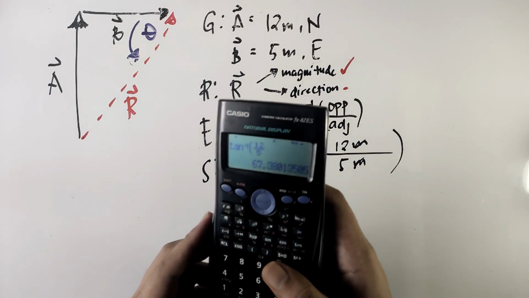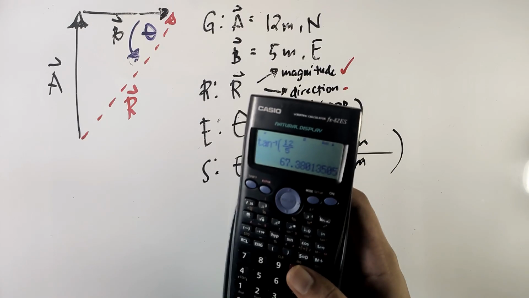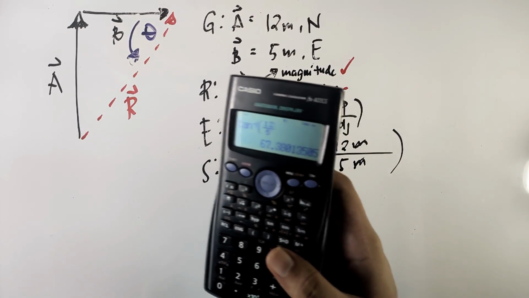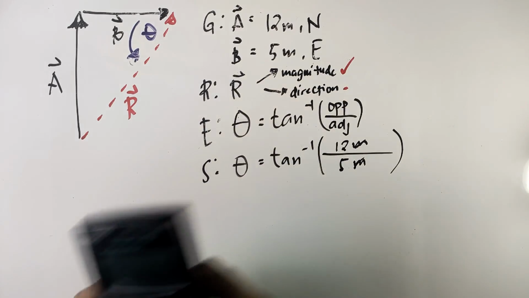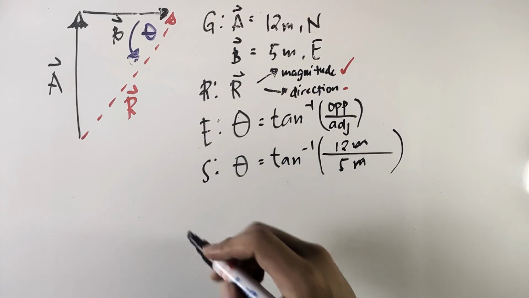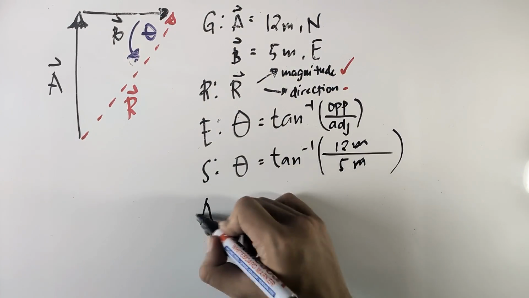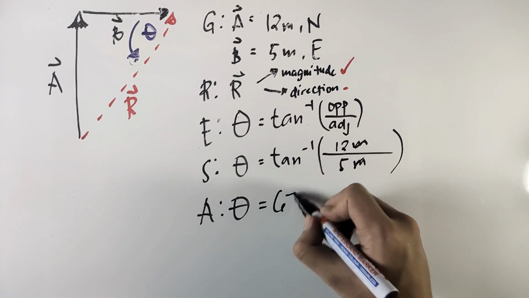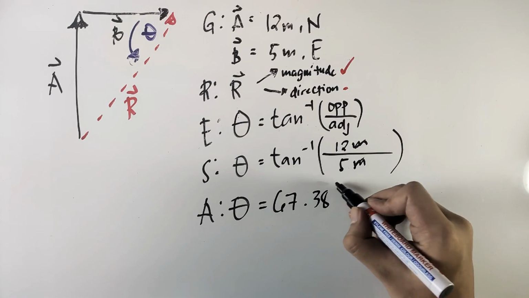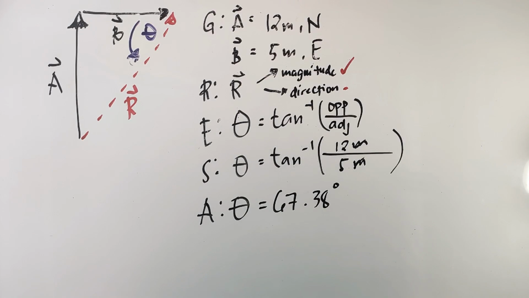So our answer is 67.38. Okay. Always grab 2 decimal places after the decimal point. So the answer would be angle is equal to 67.38 degrees.